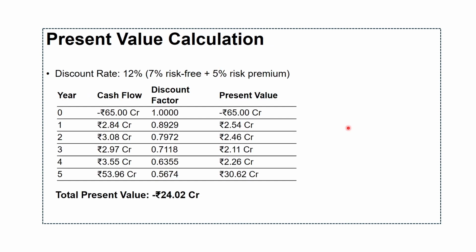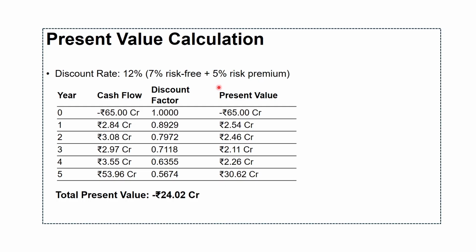Now, we discount all cash flows to present value using our 12% discount rate, which consists of 7% risk free. Where is the 7% risk free coming from? It is coming from the 10-year government bond which we have taken. We are taking that 7% risk free from there, plus 5% we are taking as risk premium.